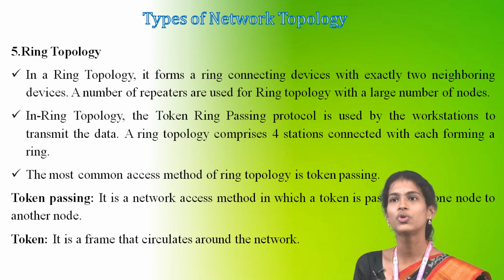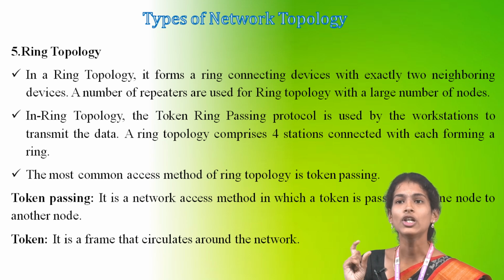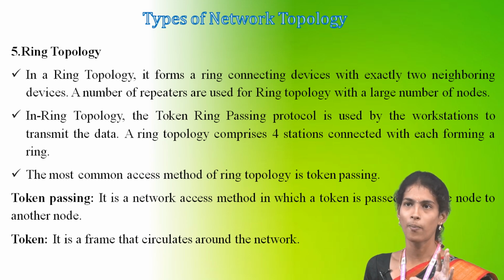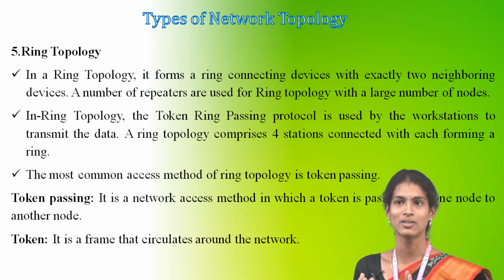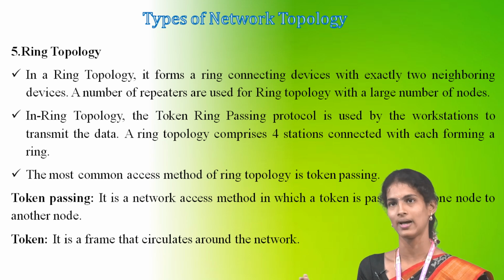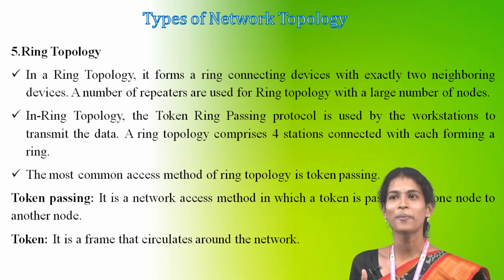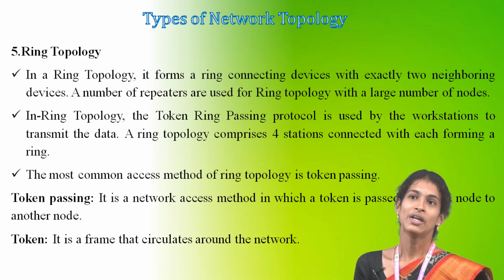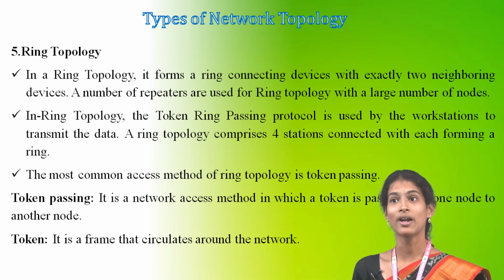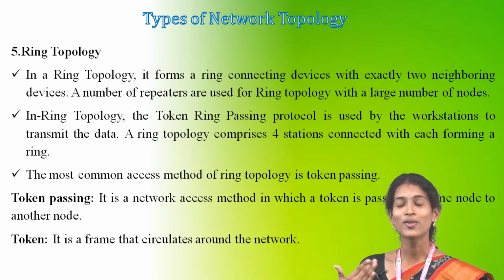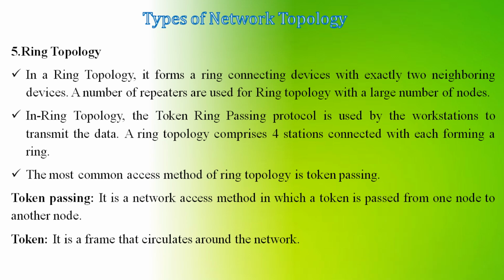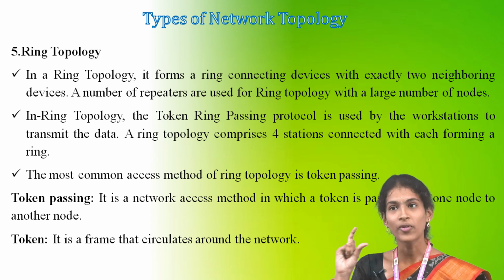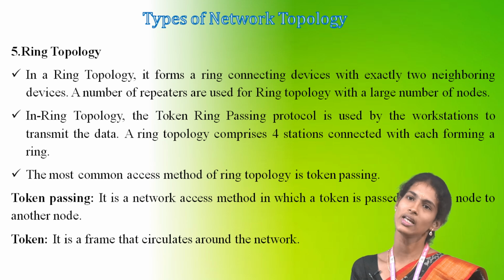It's called dual ring technology. It's a ring topology. The token ring passing protocol is used by this workstation to transmit the data. A ring topology comprises 4 stations connected with each other, forming a ring. The most common access method of ring topology is token passing. Token passing is a network access method in which a token is passed from one node to another node. Token is a frame that is circulated around the network.